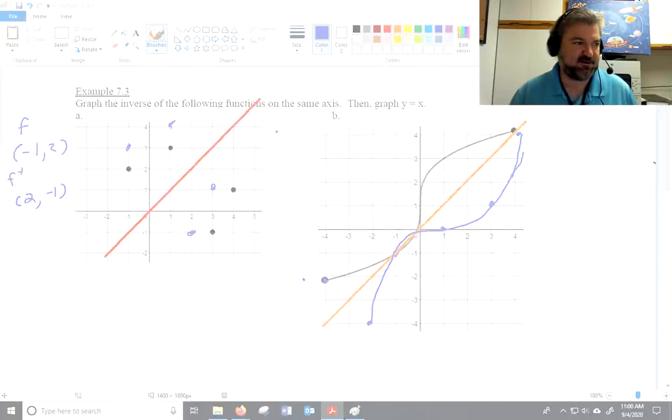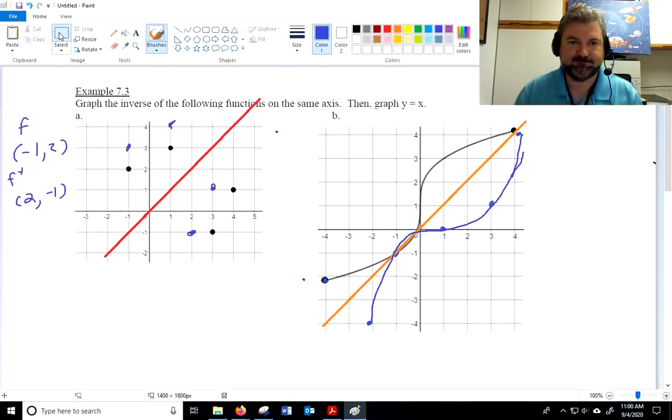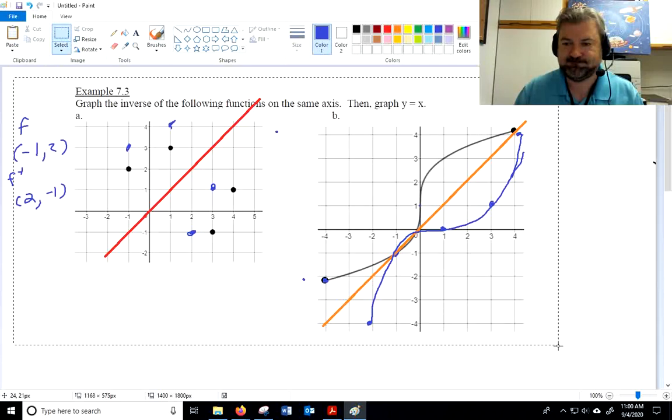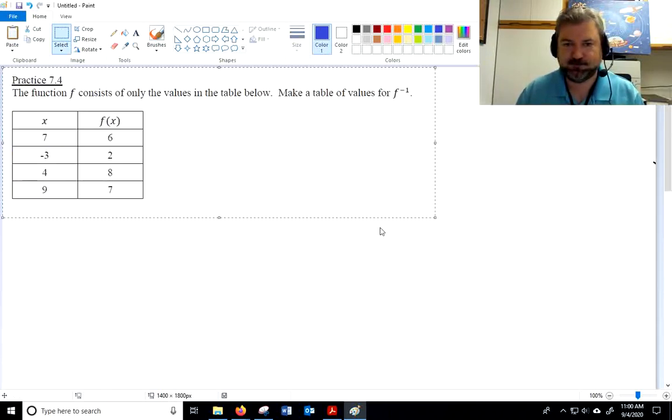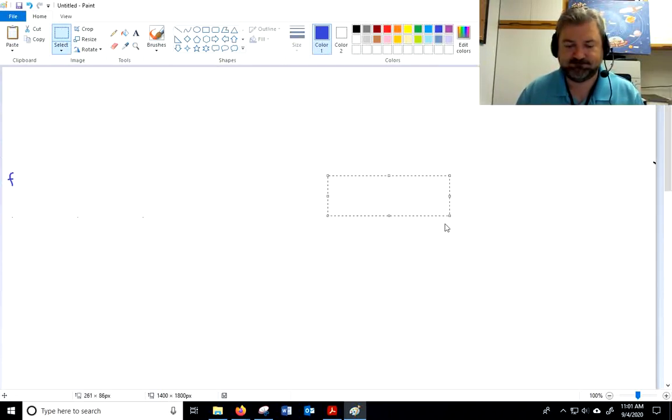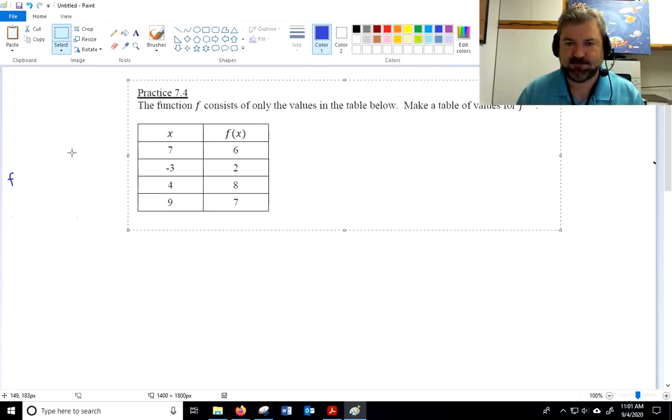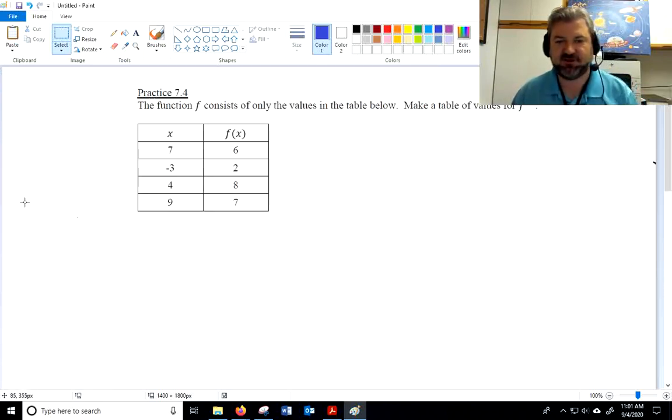All right, you have a practice problem. Give it a shot, pause the video, and then we'll discuss. Okay, the function f consists of only the values in the table below. Make a table of values for f inverse.